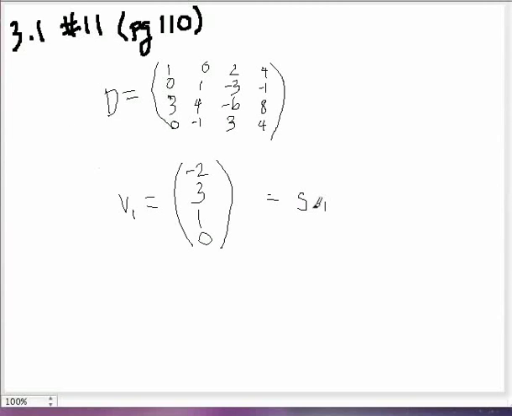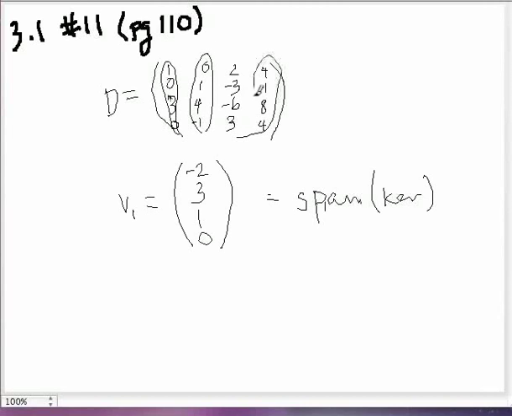Using a mouse to do something where I've got a tablet now. Hey, cool. So this is the span for the kernel. And then, of course, we know that these vectors here, this one and this one, are the vectors that span the image space. So those 3 vectors would span my image space.